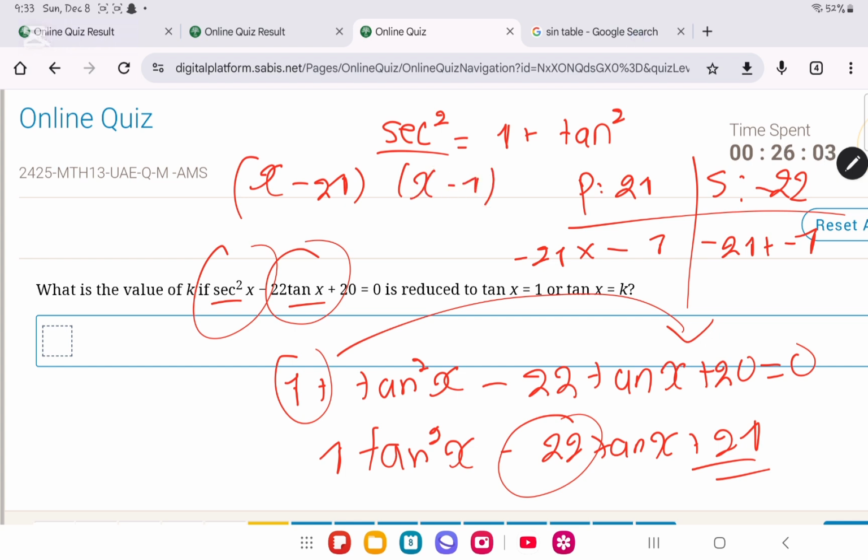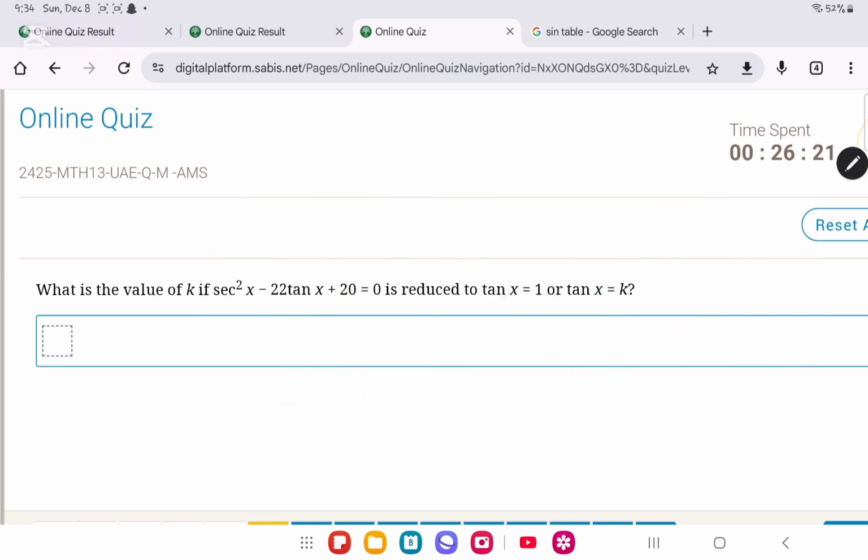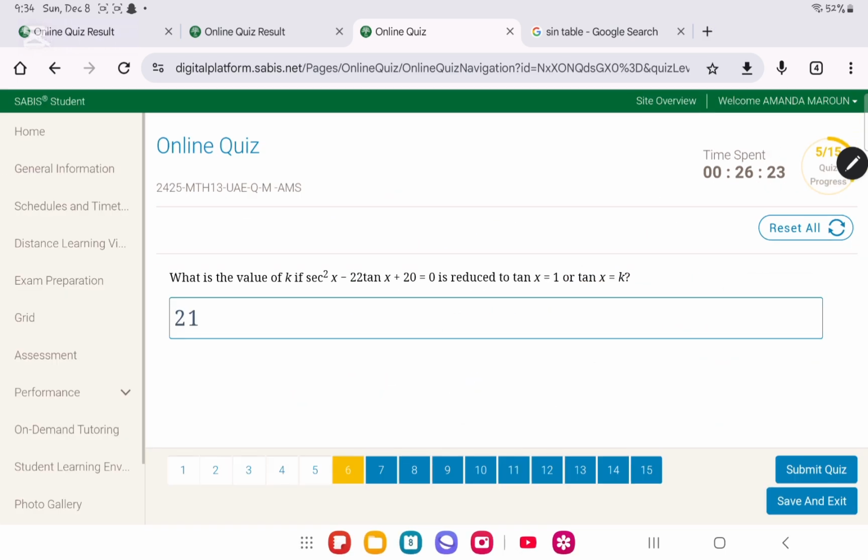So definitely it is going to be, after solving it, x minus 21, and then x minus 1. Now, to solve it, what we are going to do is make each one equal to 0. So x is equal to 21 or x is equal to 1. They gave us one of the values, which is tangent x is equal to 1 or tangent x is equal to k. We got the other value, which is then 21.